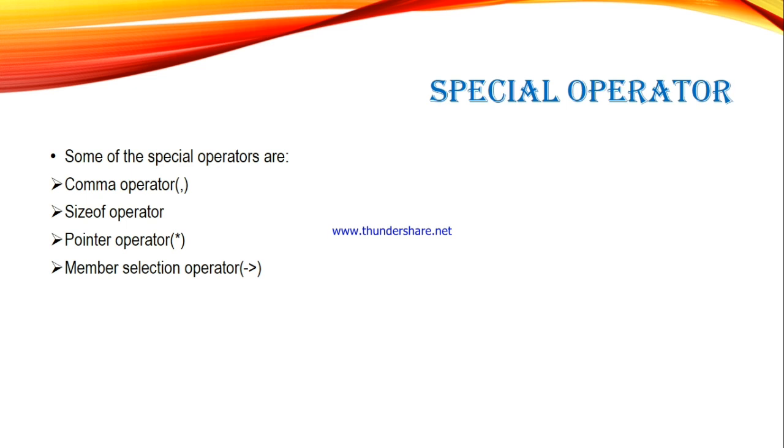We see the special operators. Some of the special operators are the comma operator, sizeof operator, pointer operator, member selection operator. The sizeof operator is nothing but it returns the value in bytes. Suppose int is of 2 bytes. When we want to know the size of the data type, we write sizeof int, and it returns 2 bytes.